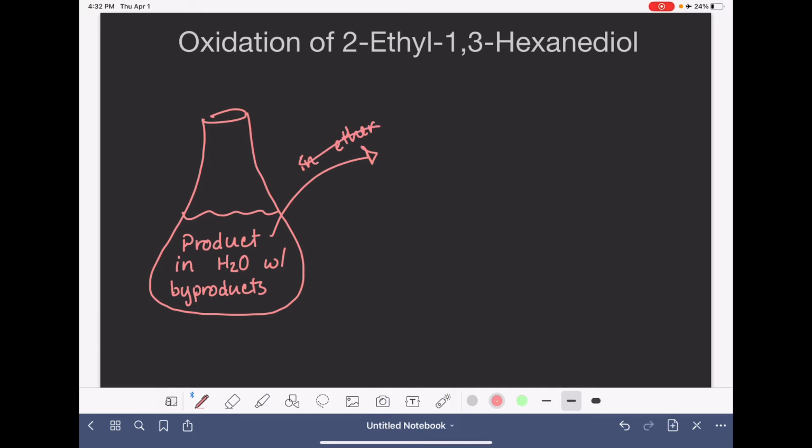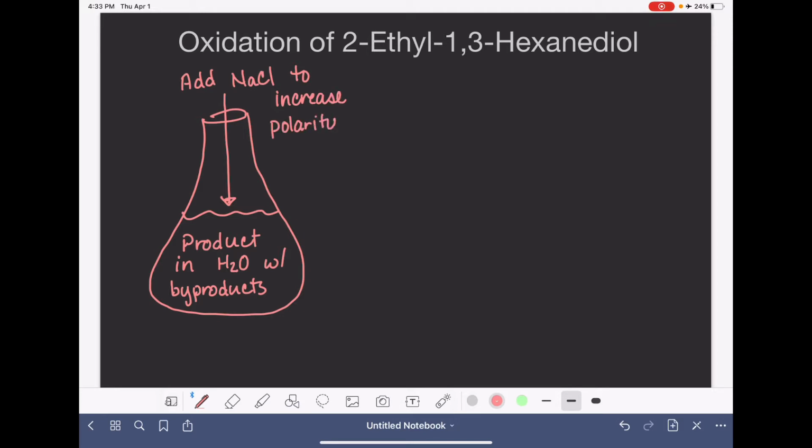To help me accomplish this, I'm going to use a technique called salting out, which I have used before. For salting out, I'm just going to add a lot of sodium chloride, NaCl, into this flask. The sodium chloride is going to increase the polarity of the water, meaning that it's going to make it even more polar than water already is. And by increasing the polarity of the water, I'm going to make my product a little bit less soluble in water. So I'm going to make my water almost too polar for the product to stay dissolved. The product is going to stay dissolved, but it's just not really going to be happy about it.